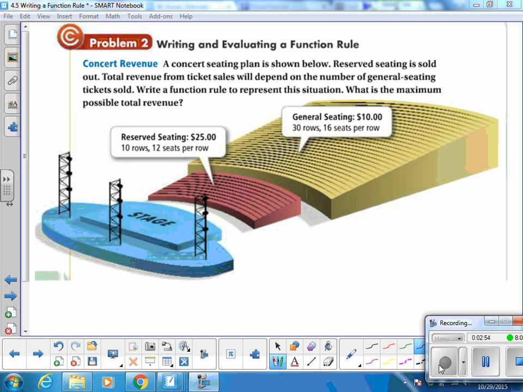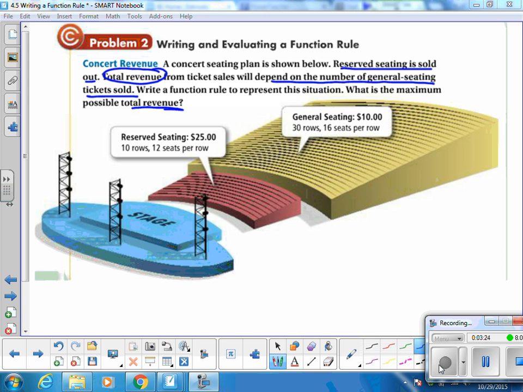All right, let's look at a couple things we know. A concert revenue. A concert seating plan is shown below. Reserve seating is sold out, so that's an important piece to be aware of. The total revenue from ticket sales will depend on the number of general seating tickets sold, because reserve seating is already sold out. We're going to write a function rule to represent what's going on.